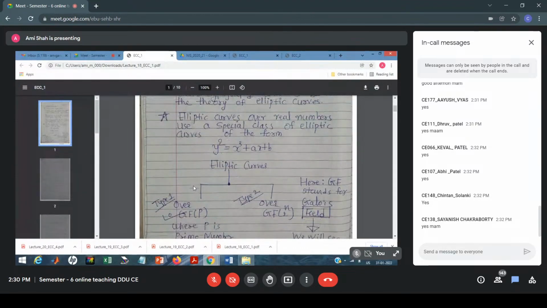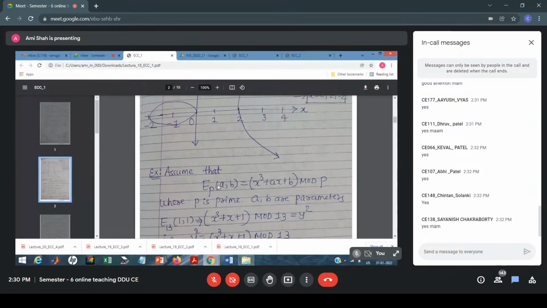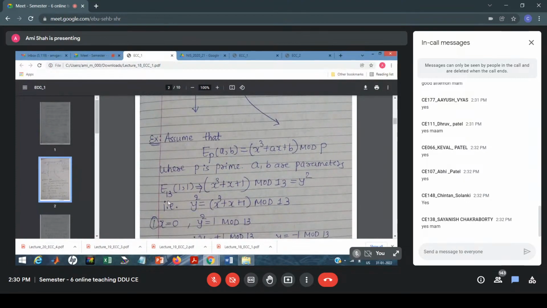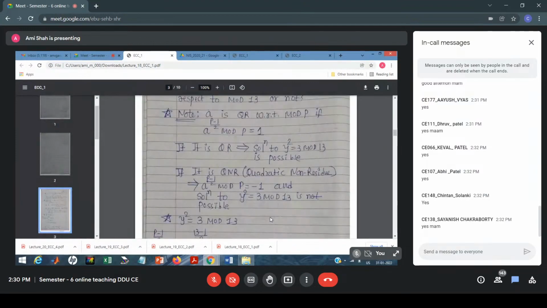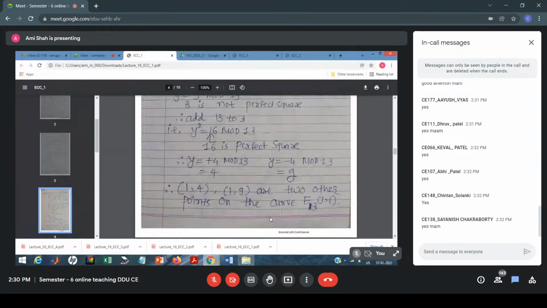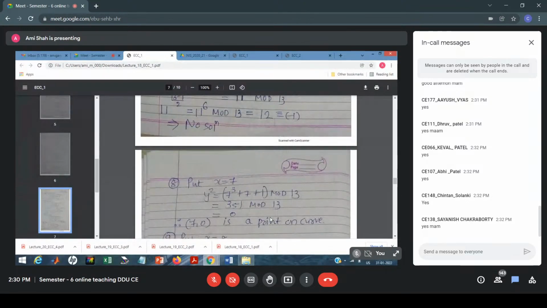In the exam also this type of question can be asked, that is, this type of equation, E13(1,1), where a and b are given to you. You have to use this equation and generate the points, right? So this thing I have explained in your first lecture, how to generate the points. I am not repeating that. So that concept I have discussed.